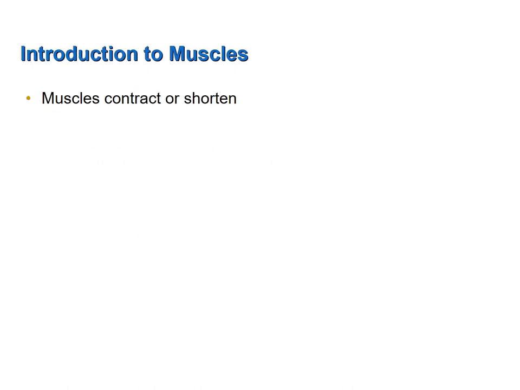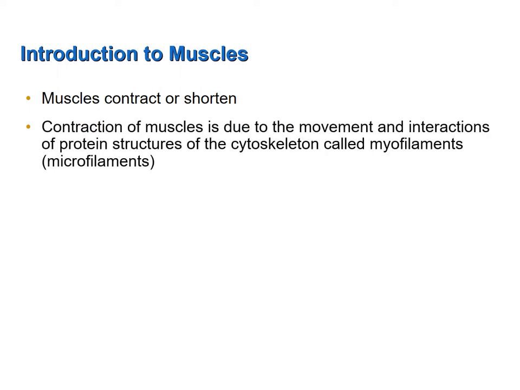All muscles cause movement by contracting or shortening. Think of a contraction with respect to English. Can't is the shortening of cannot. Don't is the shortening of do not. And those are contractions. So when a muscle contracts, it simply shortens.